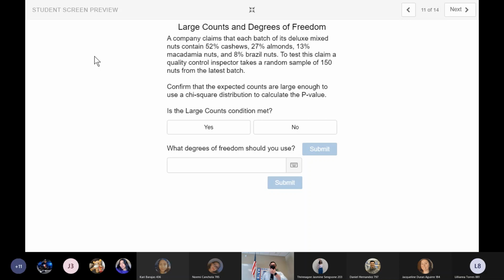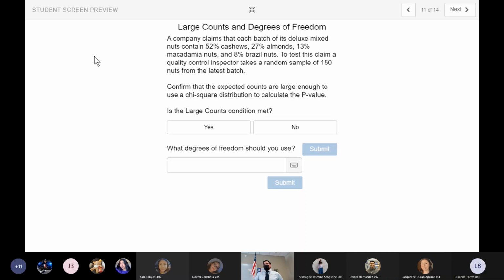All right. We need to confirm that the expected counts are large enough to use a chi-square distribution to calculate the p-value. So, is the large counts condition met? Yes or no? It's pretty straightforward. You can hit submit to see if you selected the right option on that.